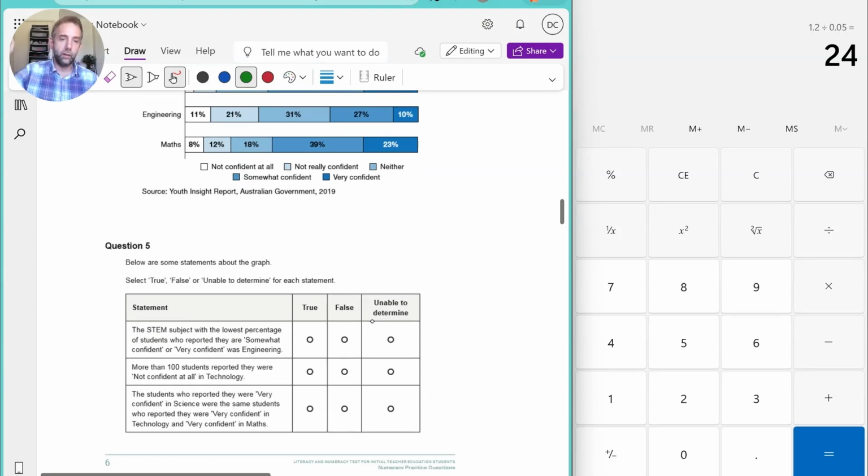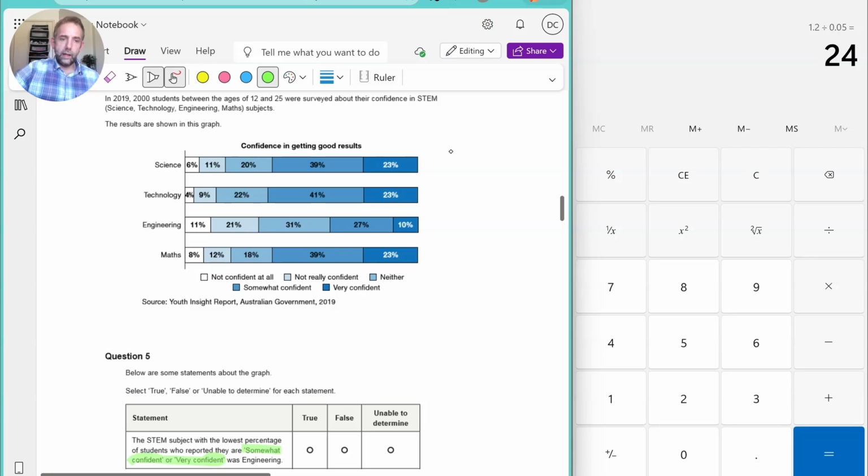So the first one, it says the STEM subject with the lowest percentage of students who reported they are somewhat confident or very confident was engineering. Let's just get our highlighter out, because it says somewhat confident or very confident. If you see the word "or" in mathematics, it's hinting you to add them together. So one approach I could take is I could add all the percentages together, but to be honest, I don't recommend it, because there's a quicker way, and I'll show you how we can do it.